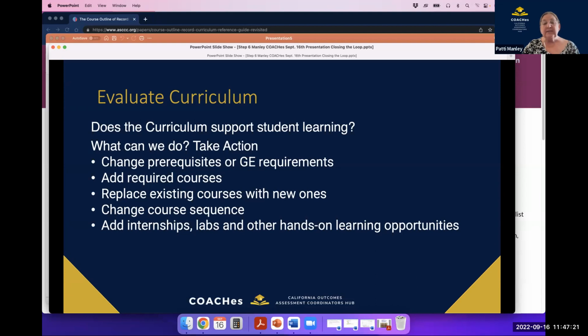Do we need to add some prerequisites or change our prerequisites? Do we need to add some GE requirements? Maybe we need to add some more required courses. Do we need to replace some courses? Maybe we need to look at the course sequencing. Maybe this course doesn't belong in this particular place in that course sequencing. Can we add some internships, some labs, or other hands-on opportunities that would help students meet these course outcomes and improve their learning?